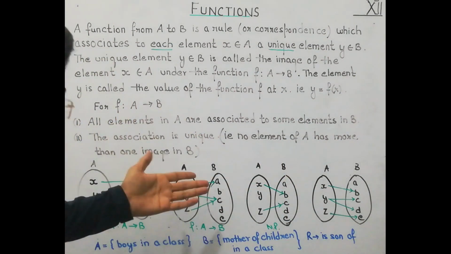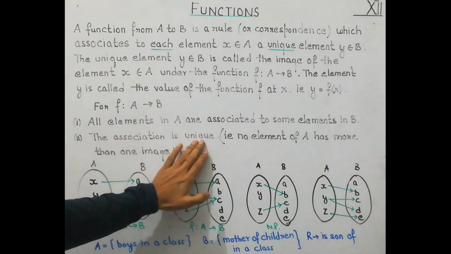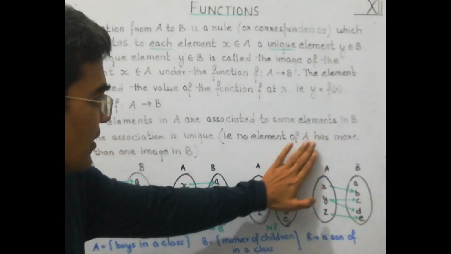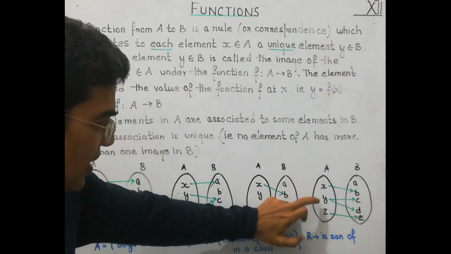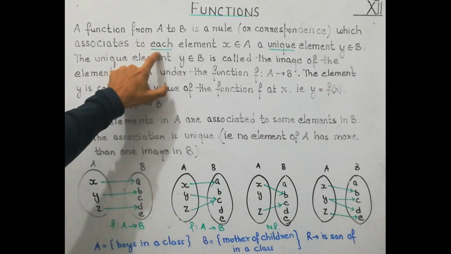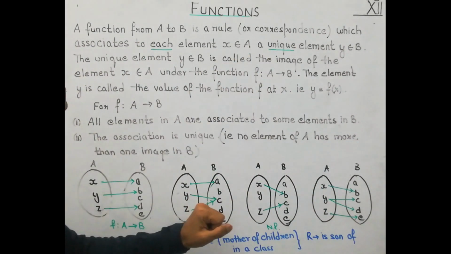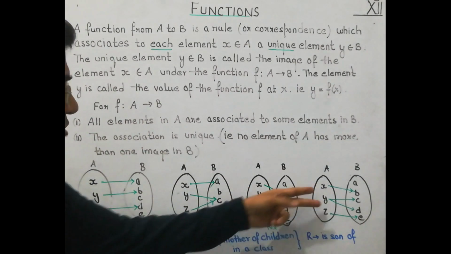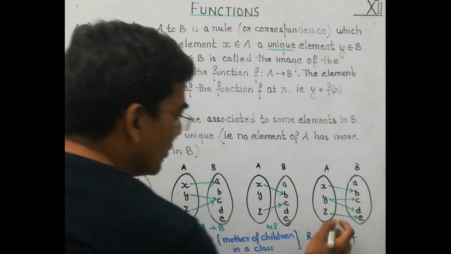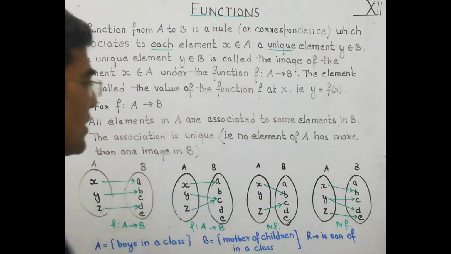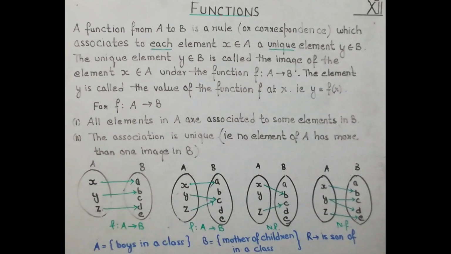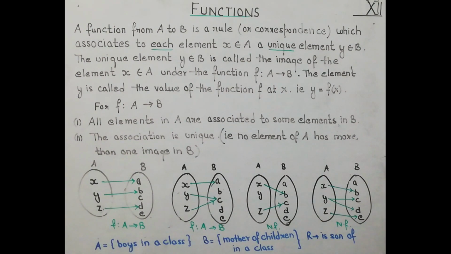And the other way, you see the definition over here: association is unique. No element of A has more than one image. Here, first of all, the first one is okay. Each element is associated. But the second is a unique image. Y is not having a unique image; Y is having two images. So this relation is not a function. So remember, for a function there are two conditions: each element, and the second condition, unique image. These two conditions should be fulfilled, then only a relation is called a function.